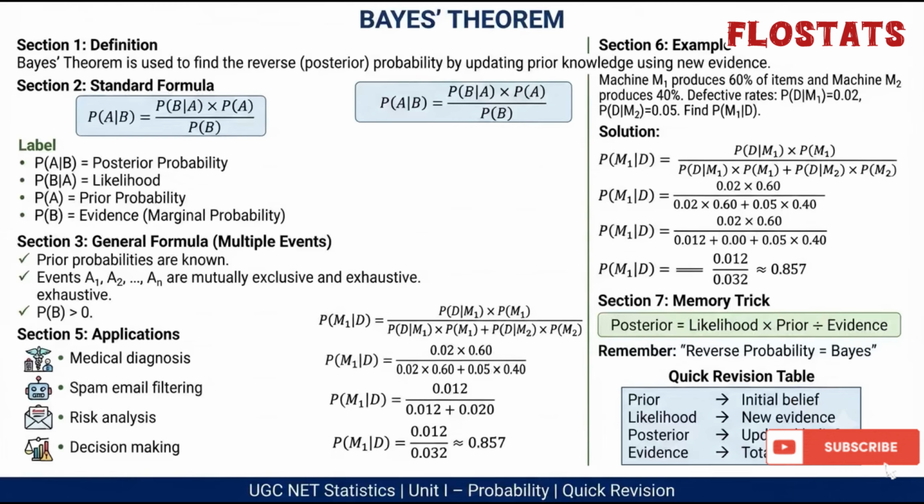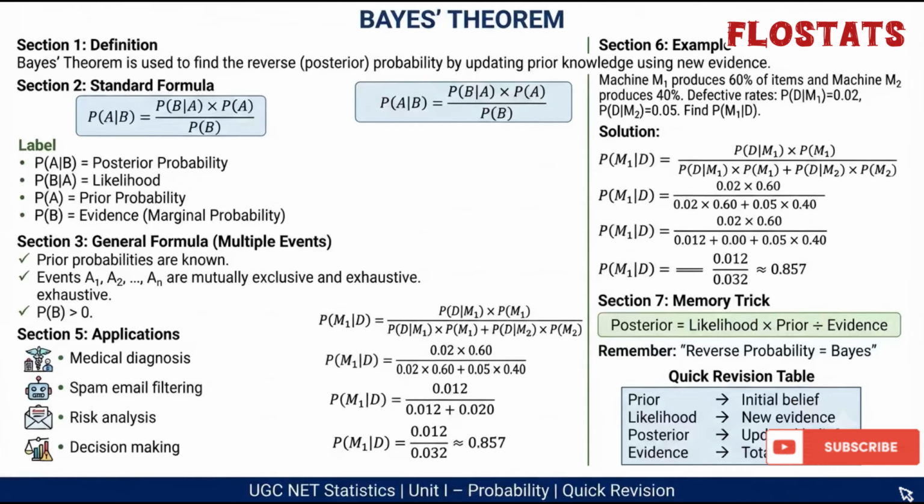Here, prior means the initial probability. Likelihood means the probability of getting the evidence if the event is true. Evidence means the total probability of observing that evidence. Posterior means the updated probability after considering the evidence.